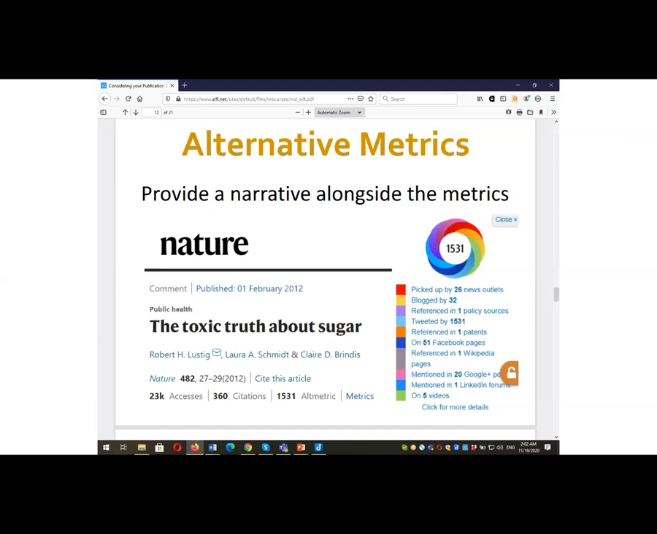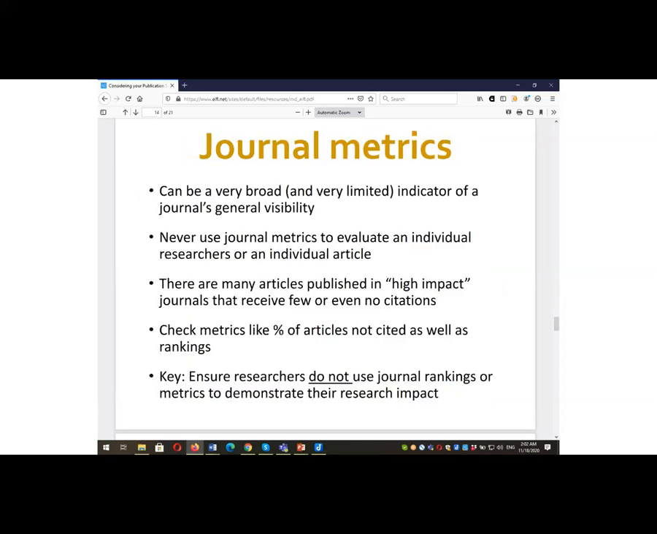So for example, this article in Nature was highly popular. It was picked up by news outlets, blogged, referenced in policy documents, in one patent, discussed on social media. But of course, we should understand that most of the media here is international media or British media, so it's very unlikely that they will really pick up a research story from Ukraine, which is my country, or from Ghana. So we should also understand certain limitations of our geographies.